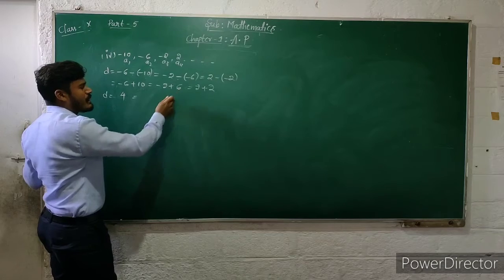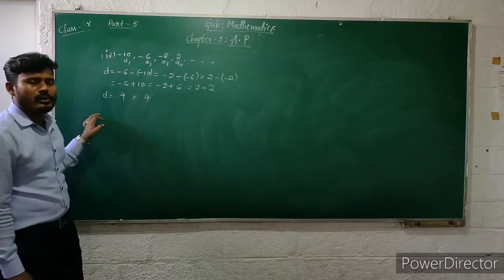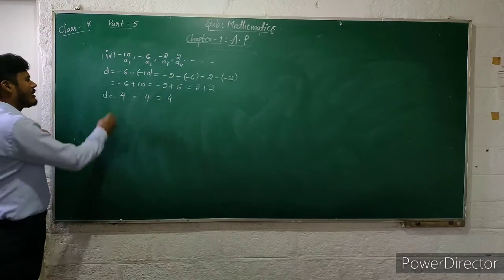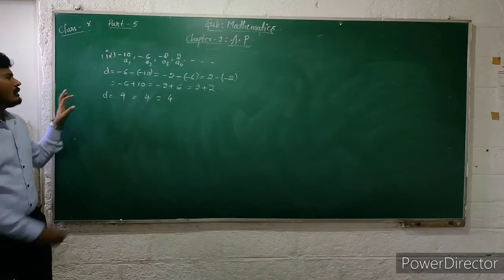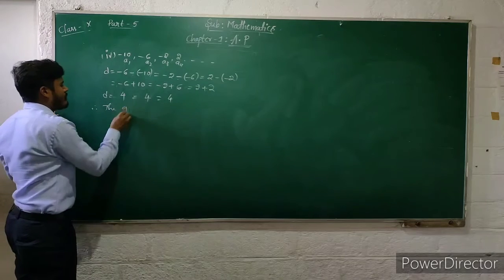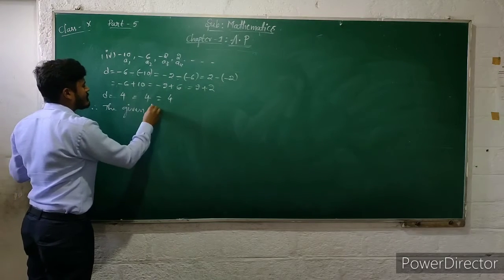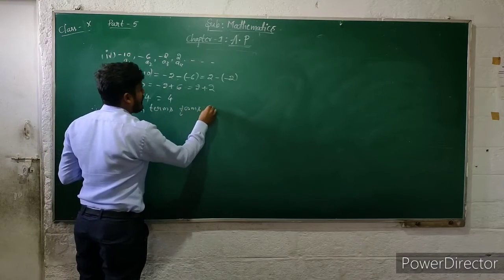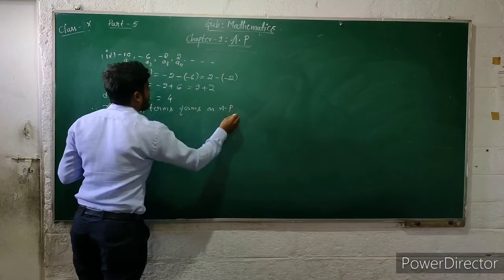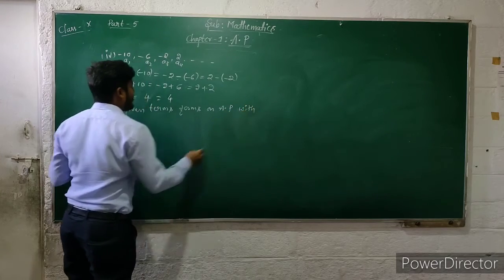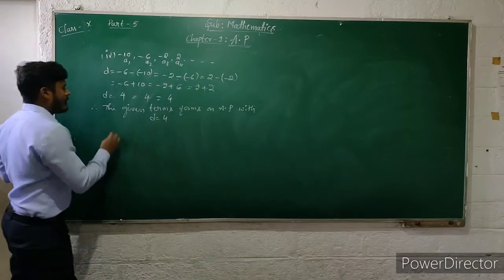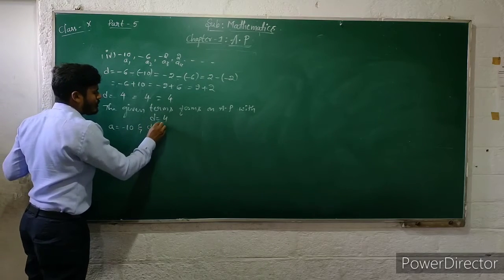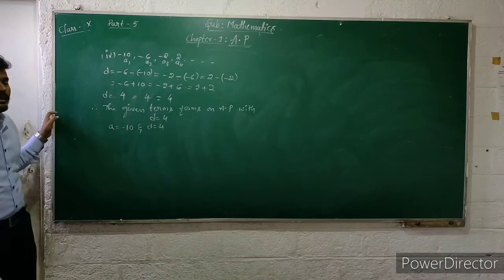Here, -2 plus 6 is also equal to 4. Then 2 plus 2 is nothing but 4. So here all the common differences are the same. So the given terms form an arithmetic progression with D equal to 4. Then here A is equal to -10 and D is equal to 4. Then write its next three terms.